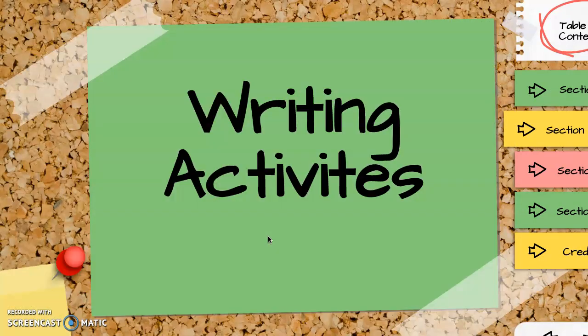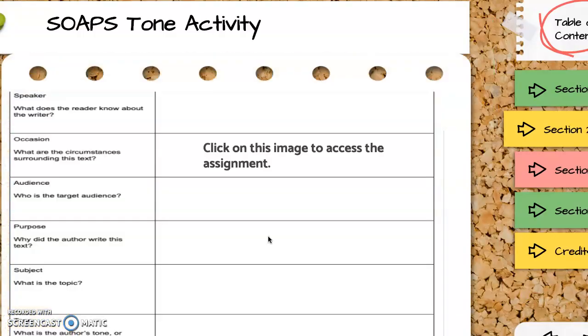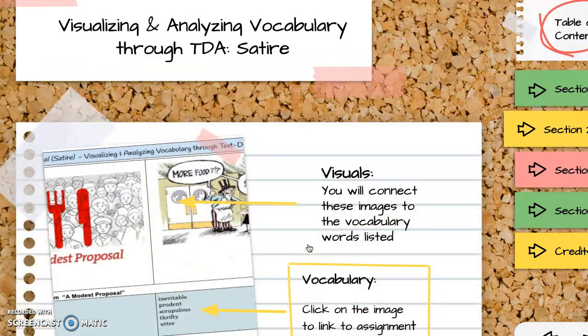Some writing activities to accompany the text. This is a SOAPSTone activity. You can click on the image and it will access the assignment, and then you'll need to make a copy of that for your Google Classroom or printing needs. Visualizing and analyzing vocabulary through TDA. This is the same thing. You'll click on the image to gain access to the text to either make a copy or to print it for your classroom needs.